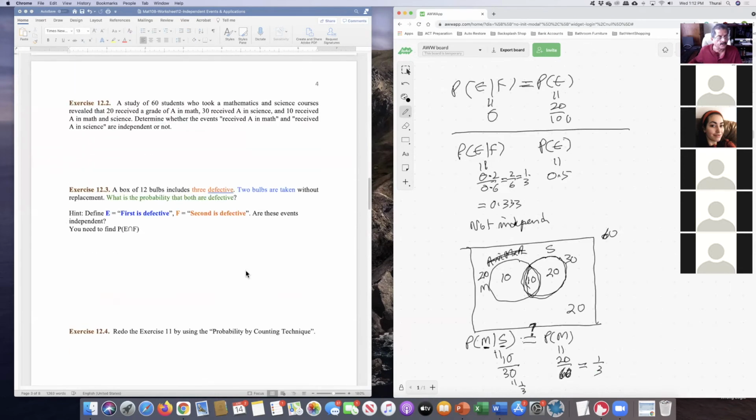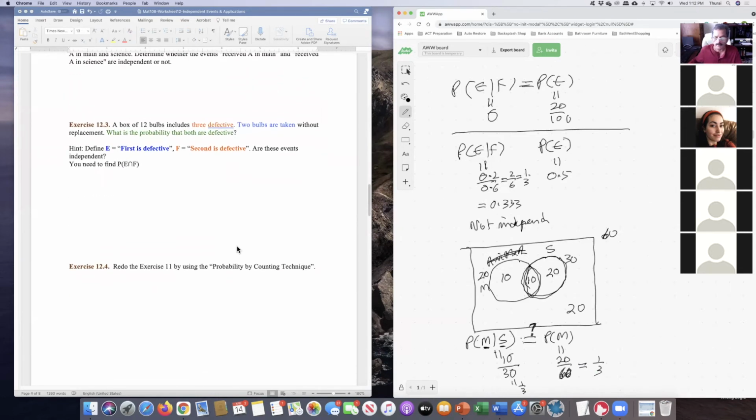Going on to 12.3. Professor, can you go over that for me, please? I got lost at 20 over 60. I don't know how we got 20 over 60. All right. Probability of M is this set right here, right? And there are 20 elements. Agree? 20 elements. 20 people have received A in math.